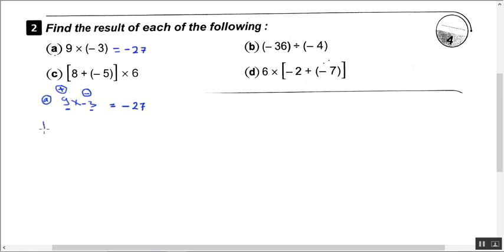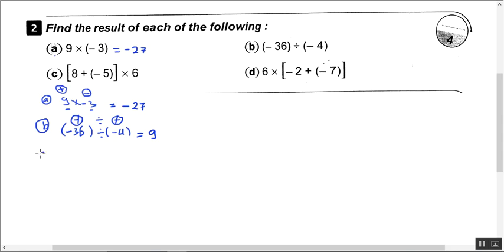Question number B. He said negative 36 divided by negative 4. Here we have negative, and here also we have negative. And here negative divided by negative, the signs are similar, so the sign will be positive. So we'll say 36 divided by 4 equals 9. Here we will cancel the negatives together. So the sign will be positive.